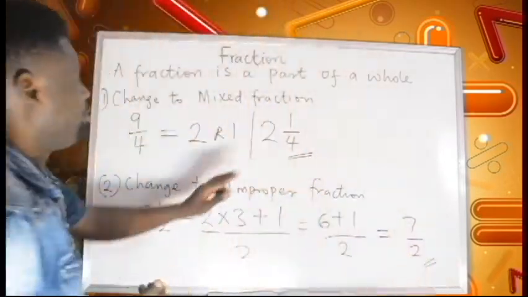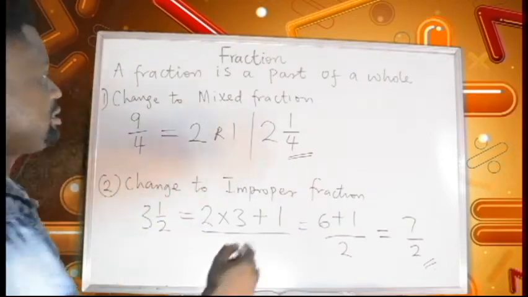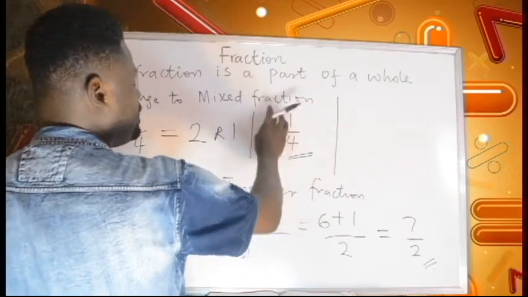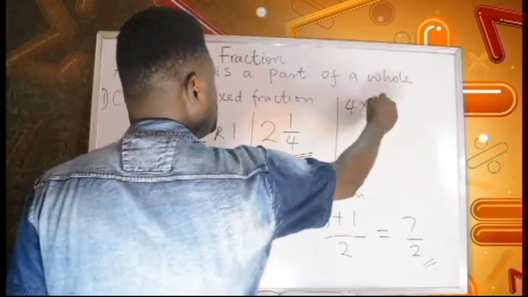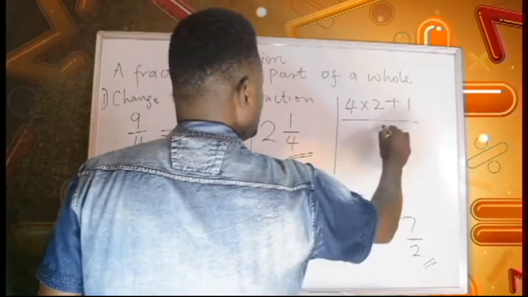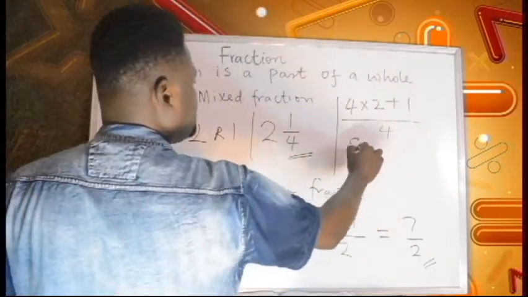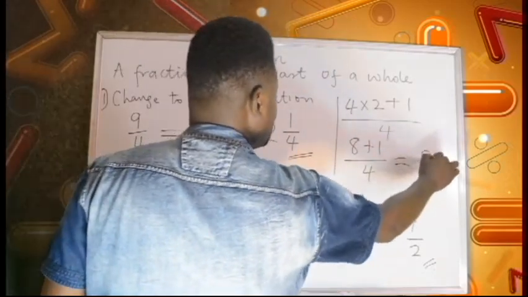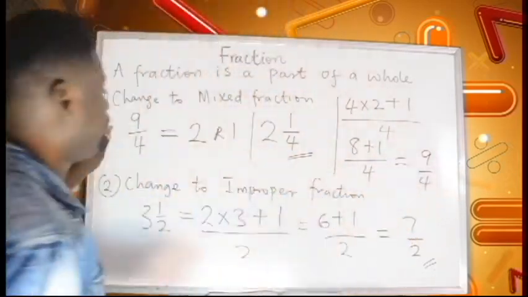Good. If you want to convert this back to this, in the same way you do it, 4 times 2 plus your 1 divided by 4. 4 times 2 will be 8 plus 1 divided by 4. And that will give us 9 divided by 4. So you're back to this.